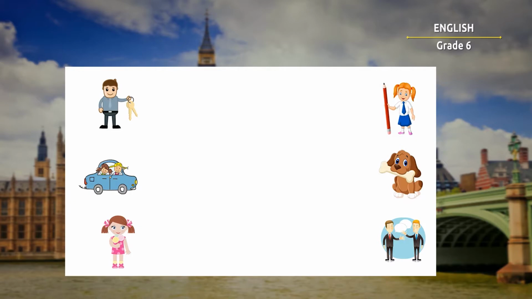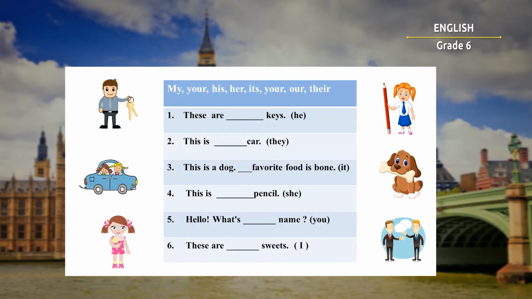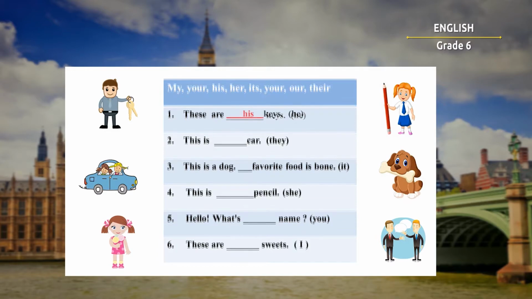I hope you enjoyed watching the video, and now let's practice what we have learned. Take your copybook and pen. In this exercise, you should fill in the blanks with appropriate possessive adjectives. For example, in the sentence, these are blank keys, you should fill in the space with his. So it becomes, these are his keys. In case it is difficult for you, you can look at hints in the brackets. I know you can do it.